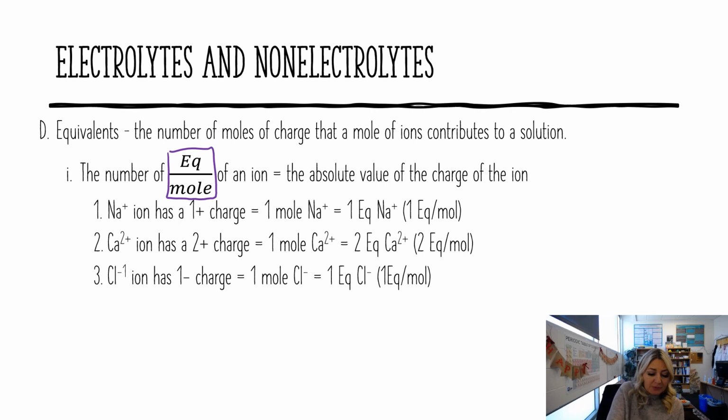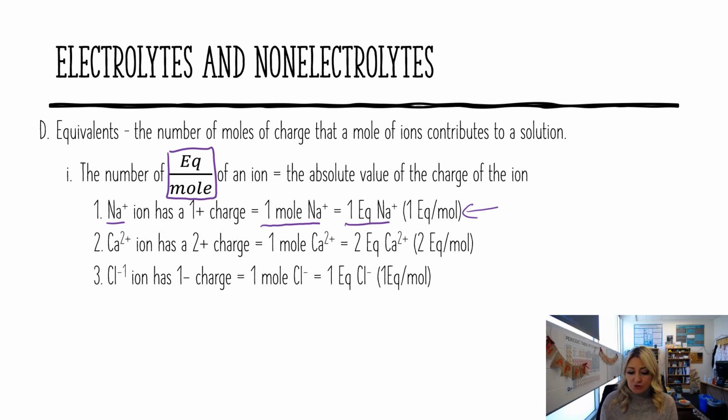So for example, sodium has a +1 charge. It would transfer 1 electron to an anion. It has a +1 charge. So 1 mole of sodium with a +1 charge is equal to 1 equivalent of sodium. So we would call that 1 equivalent per mole.